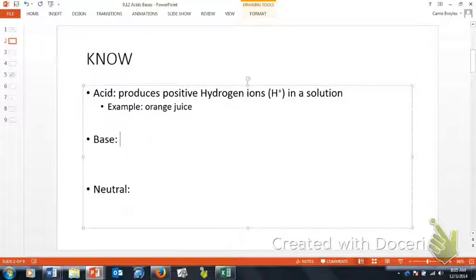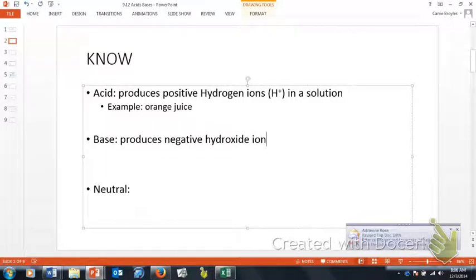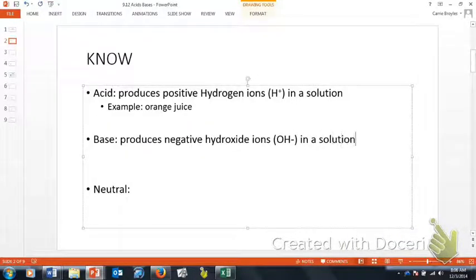For the definition of a base, it is something that is going to produce negative hydroxide ions. And what that looks like is an OH negative in a solution. So that's actually what we are recording whenever things change colors. It's recording how much hydrogen ions or how many hydroxide ions there are. An example of this would be coffee. And once again, we'll test some other bases and see what they end up being as well.